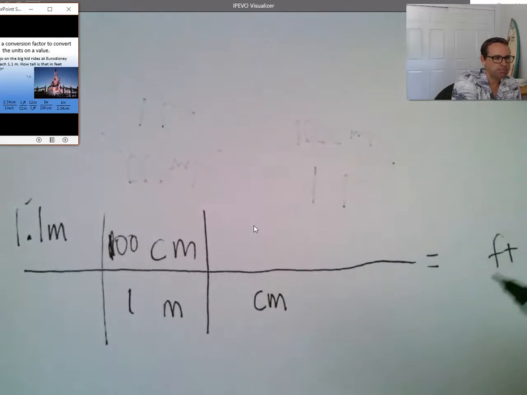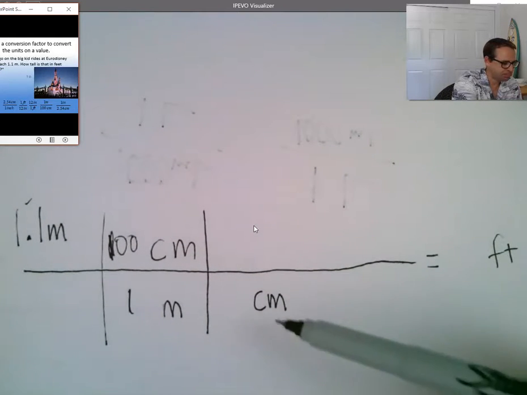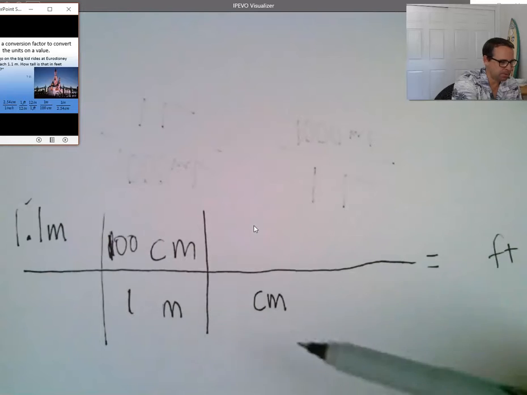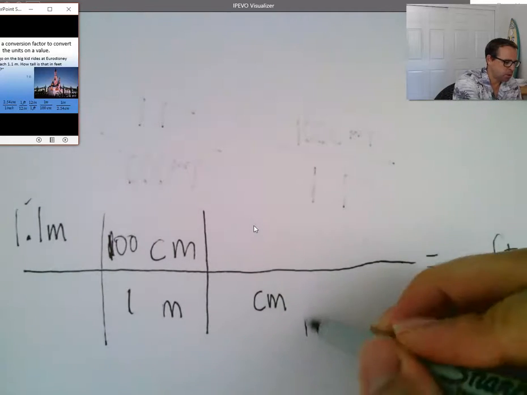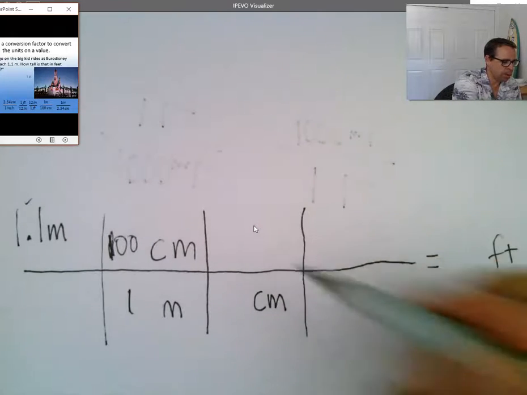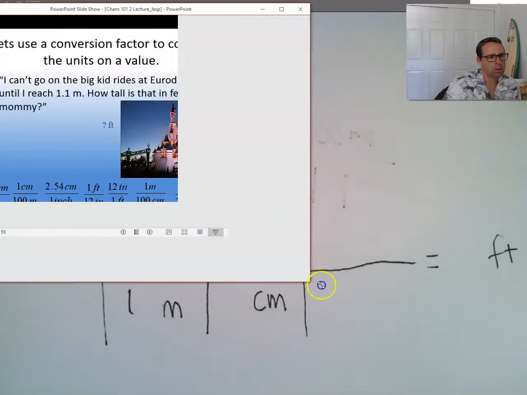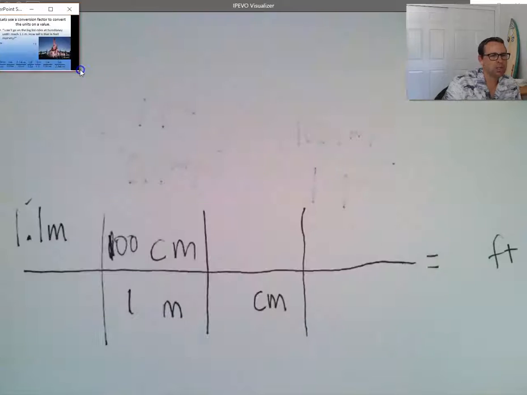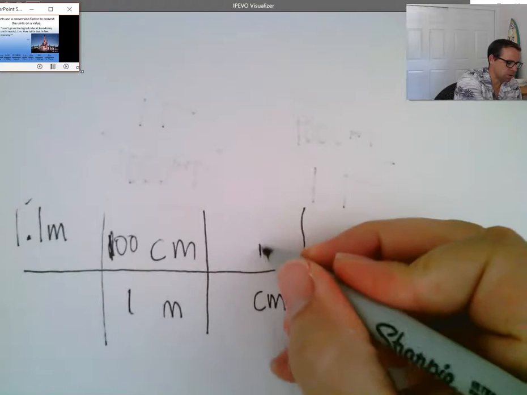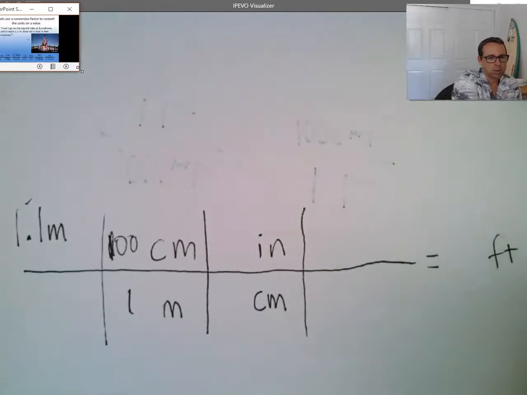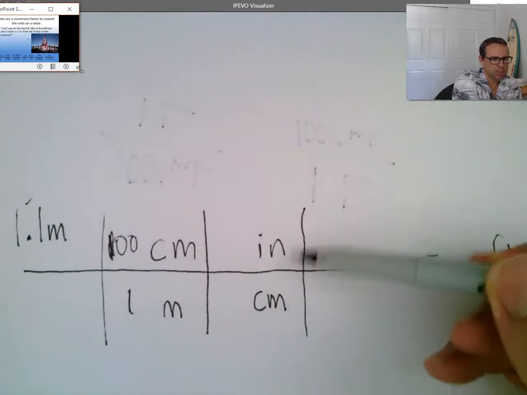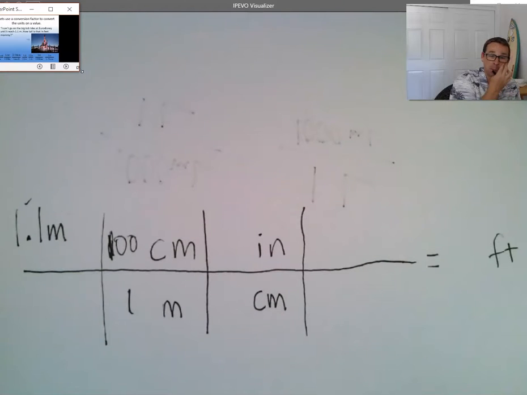We know our next one has to have centimeters on the bottom. Do you know how we know that? Yeah. Because we need to cancel those centimeters we have on top. So where would we like to go? So we want to do inches. Yeah, let's go to inches. What do you think? Do you remember how many centimeters per inch or inches per centimeter?